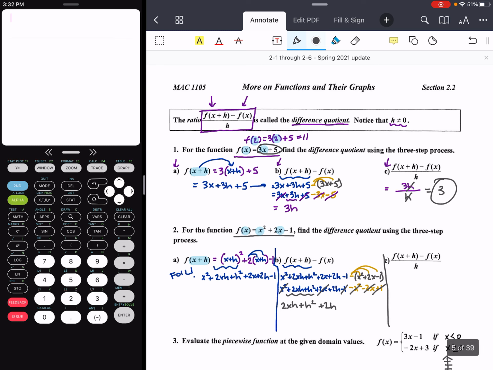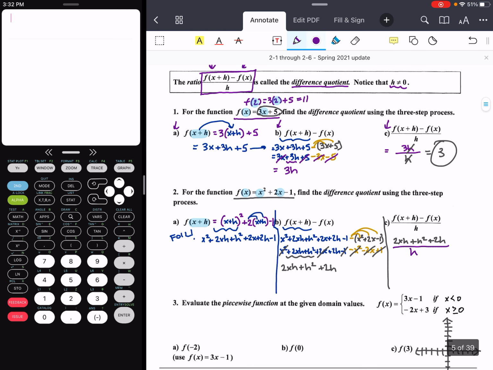Let me create a division line here. So for part C, I want to take my numerator that I just came up with in part B, which is 2xh plus h squared plus 2h, and I want to divide that whole thing by h. And you can see that h will cancel out of all 3 terms up in the numerator. If that's not easy for you to see, then go ahead and split this into 3 fractions. We're just dividing by one single term, one monomial. So I can split this up into 2xh over h plus h squared over h plus 2h over h.